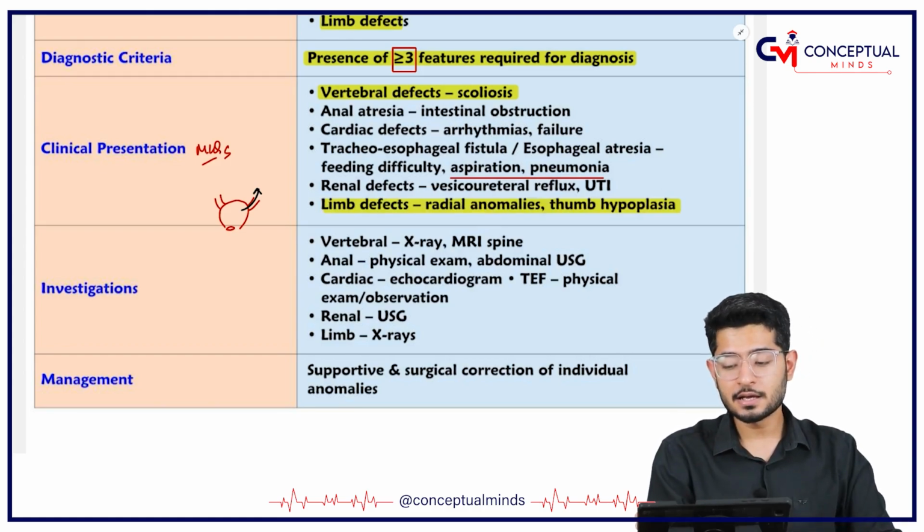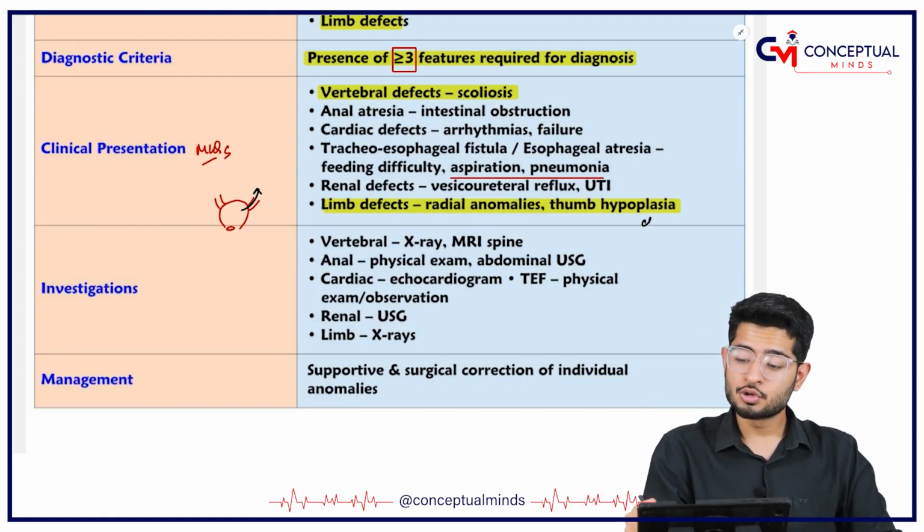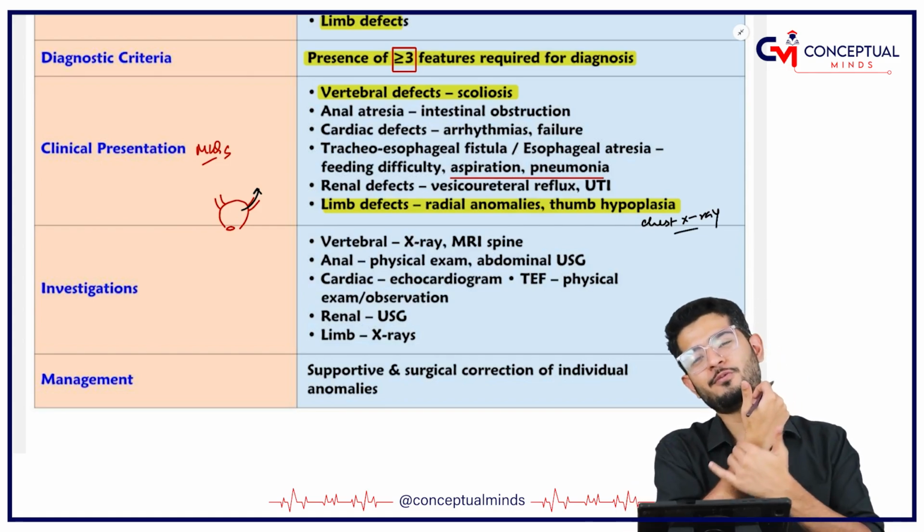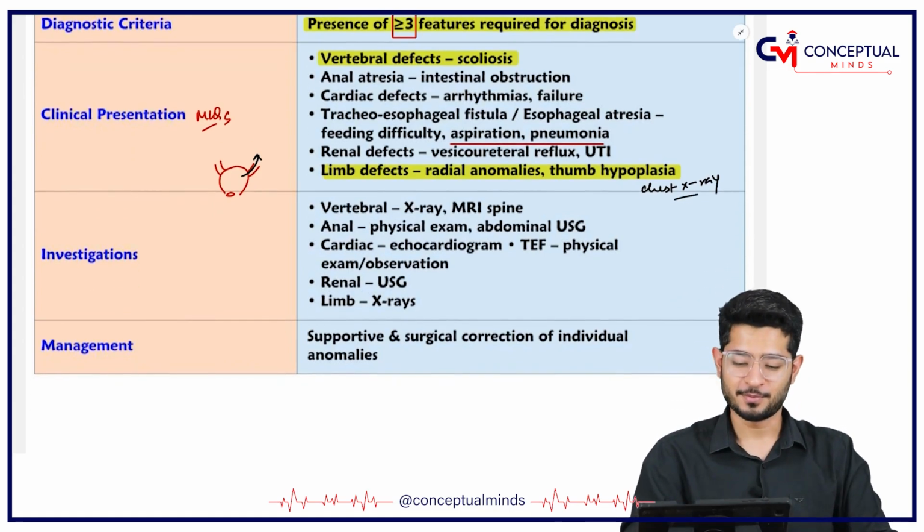I have seen they have asked this in one of the competitive exams, they have shown you the x-ray of the hand, and then it was the radius which was not formed properly, and the thumb was also hypoplastic.